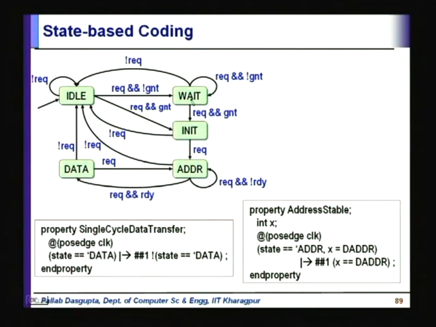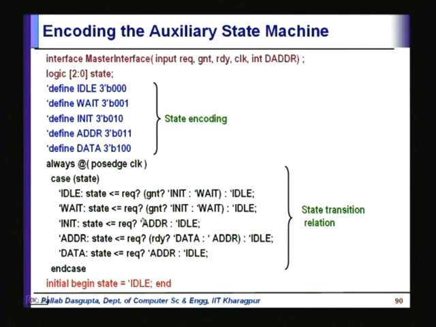Right. Similarly, for all the other things, say from wait, if you get not request, then you go back to idle. If you get request, then you look for grant. If you get grant, you go to init, otherwise you stay in wait. Right. So that's what this one says.